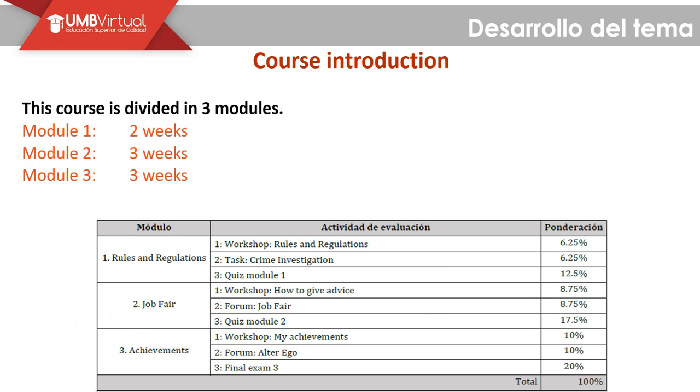Remember that this course is divided in 3 modules, so the first module lasts 2 weeks, and the second and the third one 3 weeks. Pretty much in here, you're going to see the titles of each of them. Recordemos el título de cada uno de estos módulos, rules and regulations, job preferred, achievements. Later we have the workshop rules and regulations, stands crime investigation. Quiz module number 1, the workshop how to give advice. Forum job fair, quiz module 2, the workshop my achievements. Forum alter ego in the final exam, which is the last activity. And the percentages you can see right there. So some activities have a higher percentage over others. That's important just to keep in mind this part.